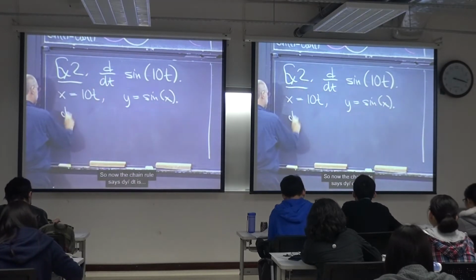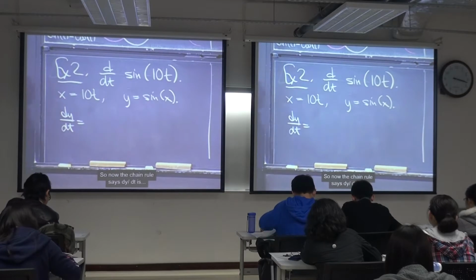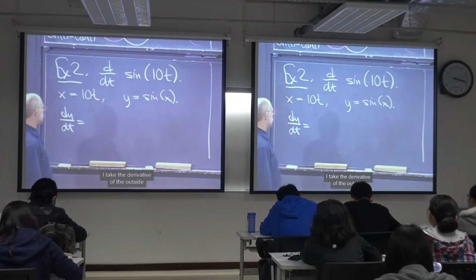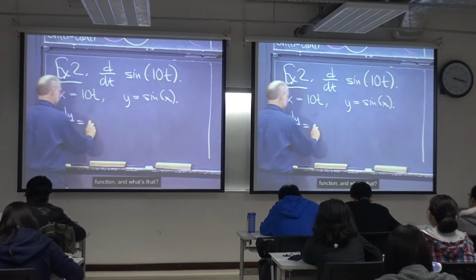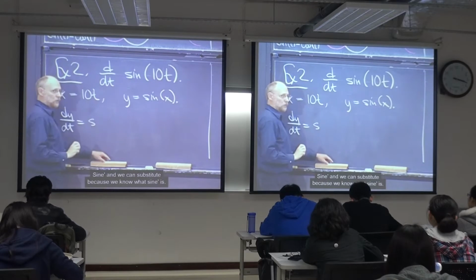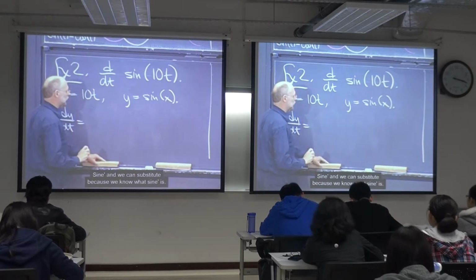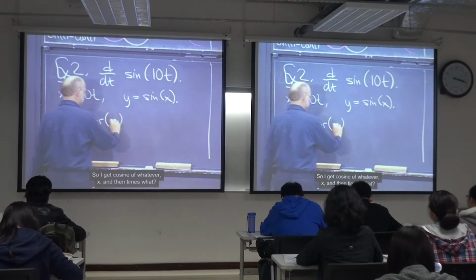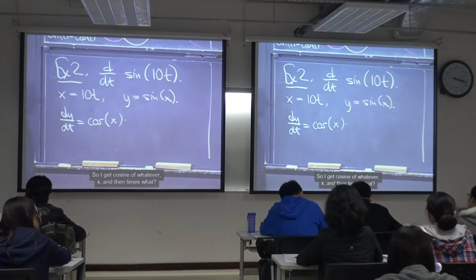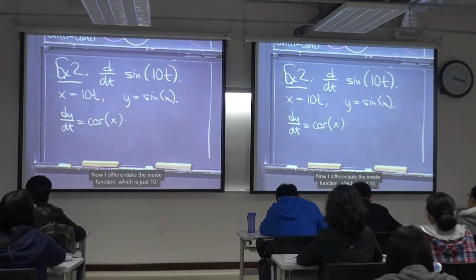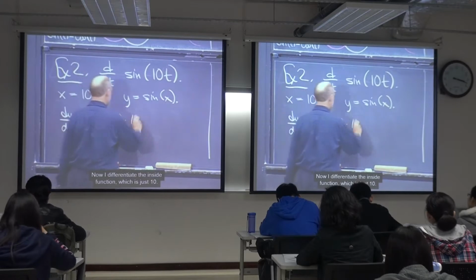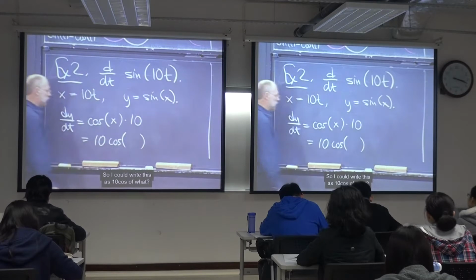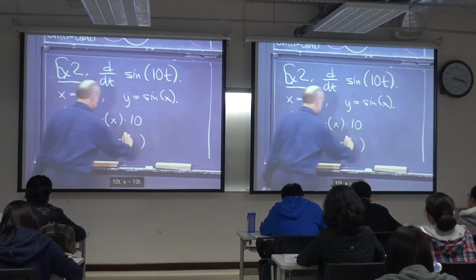So now the chain rule says dy/dt is, let's see, I take the derivative of the outside function, and what's that? Sine prime. We know what sine prime is, so I get cosine of x, and then times what? Now I differentiate the inside function, which is just 10. So I could write this as 10 cosine of what? 10t. x is 10t.